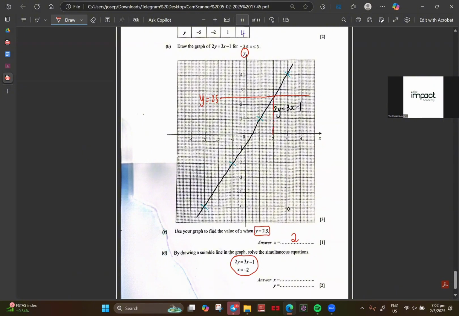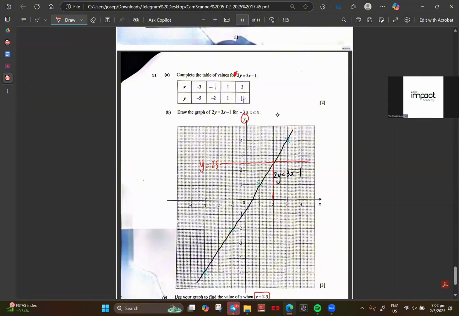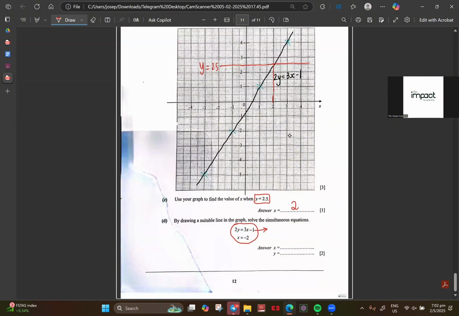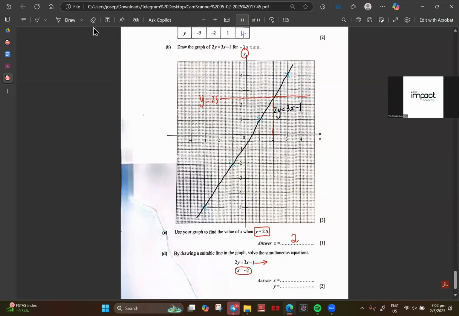By drawing a suitable line in the graph, solve the simultaneous equation. Can I ask you, where is this from? Think about it. The first one. Very good. That means you have already drawn it. True or not? So the next line that is missing is really just this one over here. X equals to -2. Where is x equals to -2? You have to draw that out.